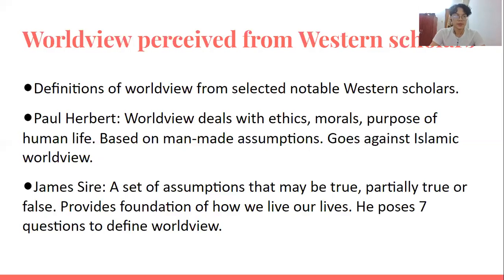The second one would be James Sire's definition, which says that worldview is a set of assumptions that may be true, partially true, or false. And it provides a foundation to how we live our lives. And he poses 7 questions to define the boundaries of worldview.